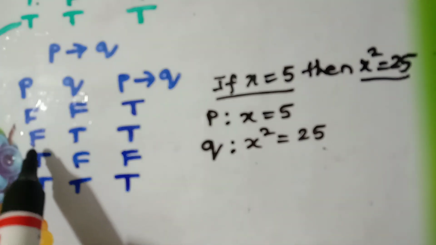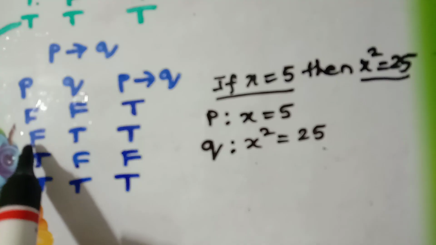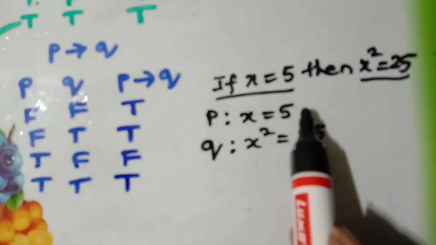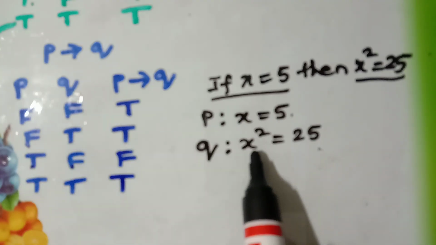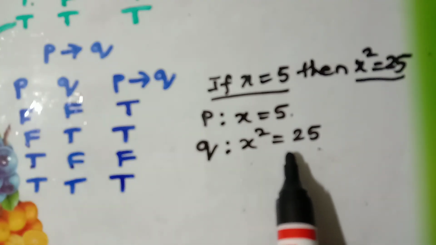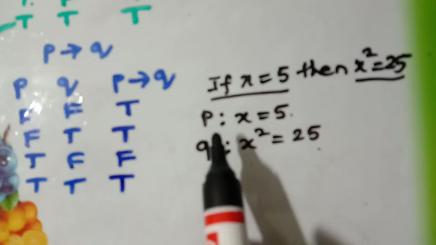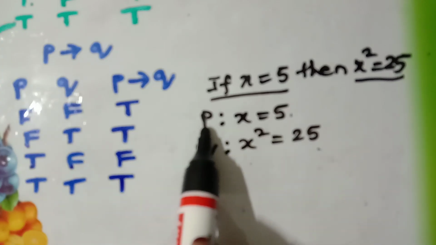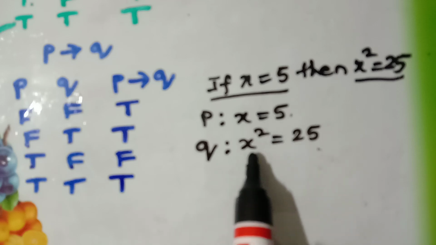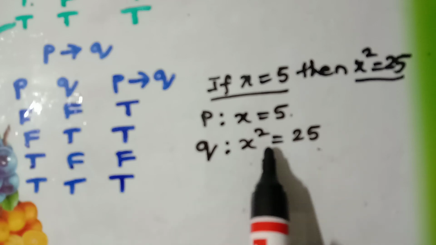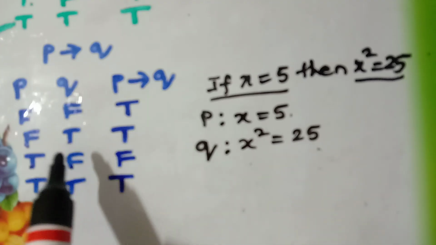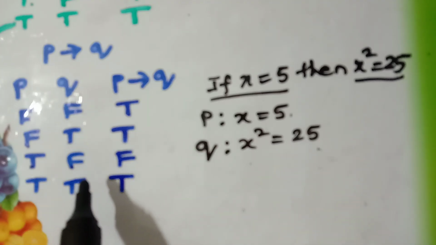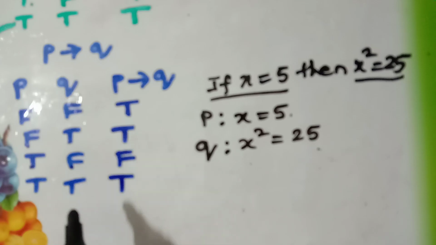Now second statement, P is false. Okay, so that means x is not equal to 5. But Q is true. X square is equal to 25. The outcome is true. Correct. P implies Q. P is not 5, implies Q is 25. That means x square is 25. Yes. So the outcome, what we are saying, is true. It is not the case.